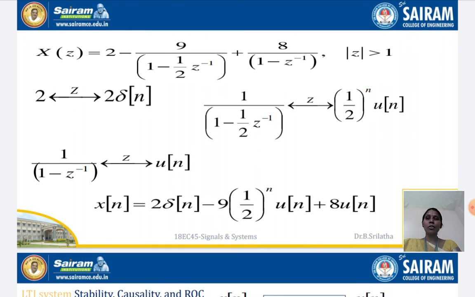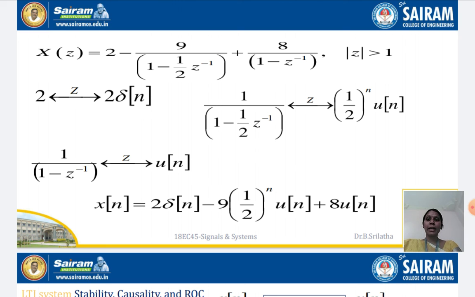X of z is equal to the constant we already got using the long division method, 2, minus 9 divided by this term. Now I am going to apply the inverse Z transform. We know a constant corresponds to delta of n. So 2 into delta of n, minus 9 into this term. Before applying the inverse Z transform, we have to see the region of convergence. If mod of z is greater than 1, everything is u of n only. If it is less than, it is minus u of minus n minus 1. You should remember that before applying the inverse Z transform.